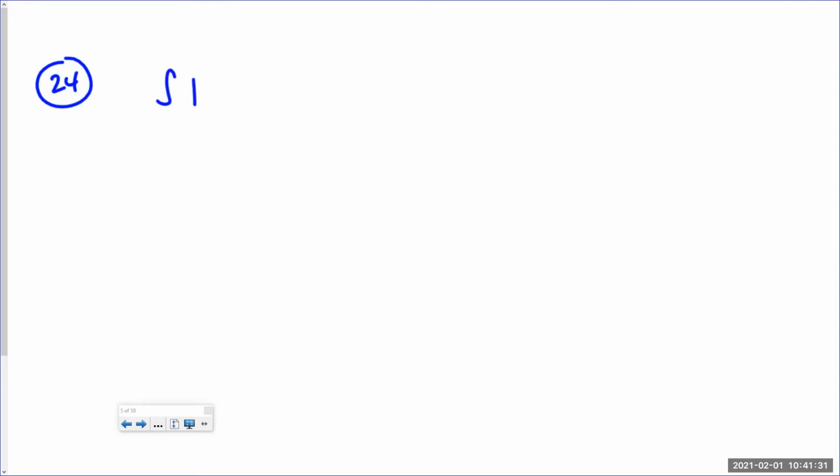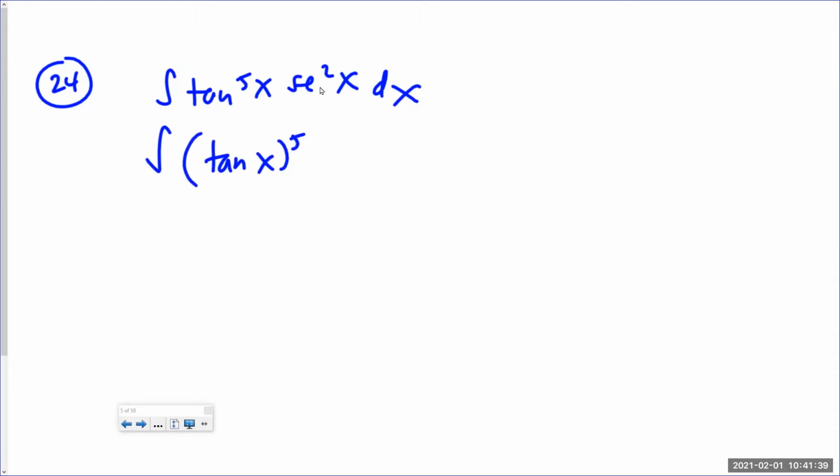This is the integral of tangent 5x secant squared x dx. All right, I'm going to rewrite first, guys. So that's tangent x to the 5 secant x squared dx. All right. So question, what's my u here? Okay, so I'm going to make u equal to tangent x.